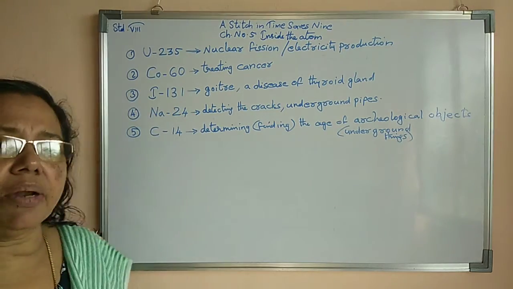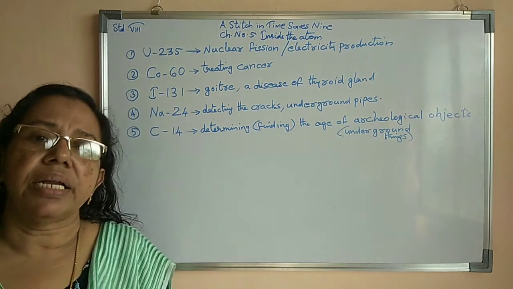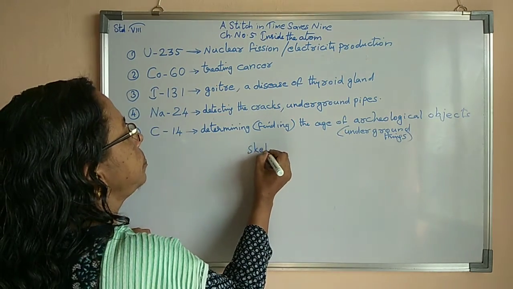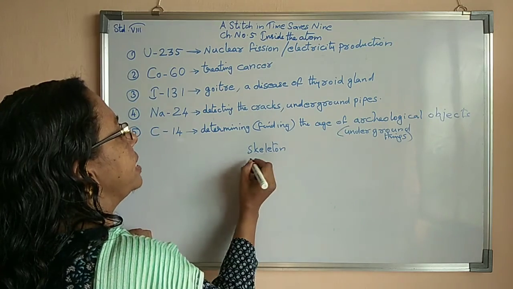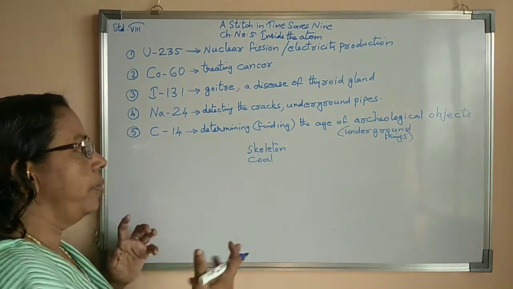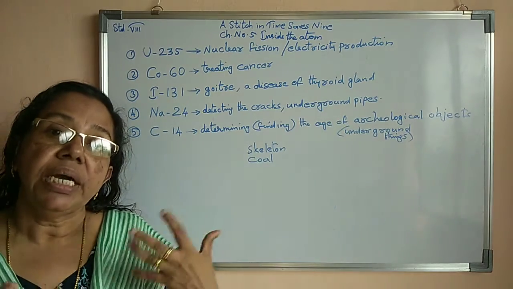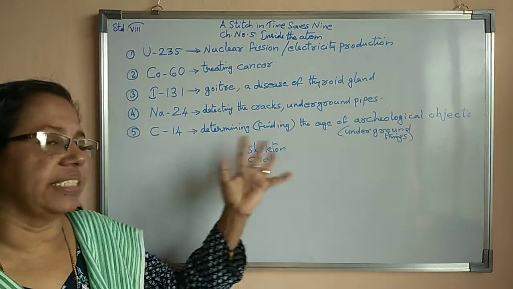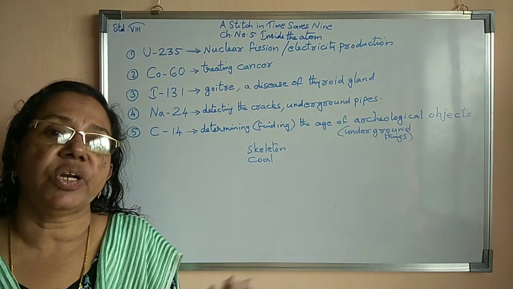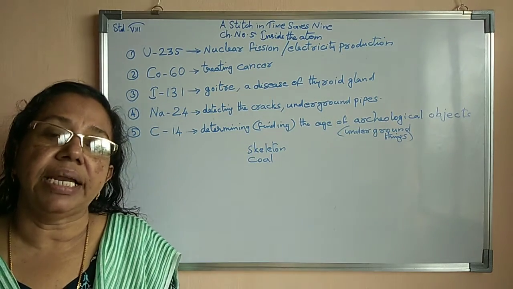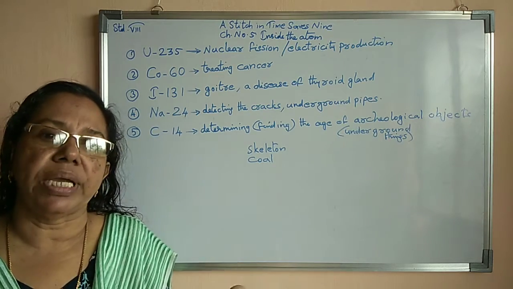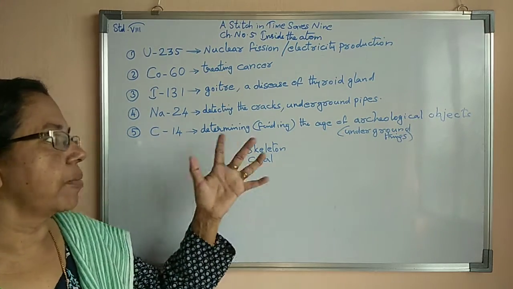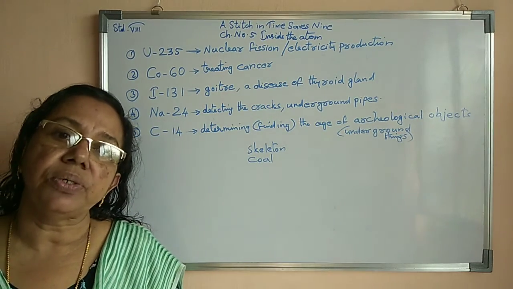If they find from underground any skeleton, or coal, which might have formed many years ago, what is the age of this, or in which year was it formed? For finding such things, also natural gas, even petroleum such as crude oil, when these were formed, this carbon-14 isotope can be utilized.